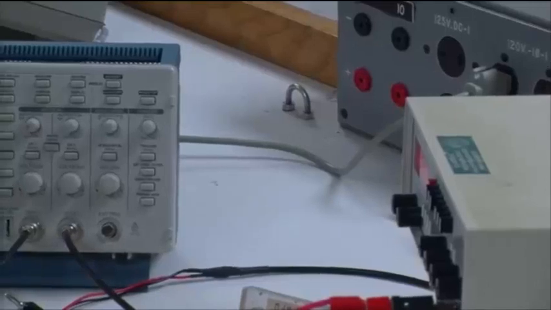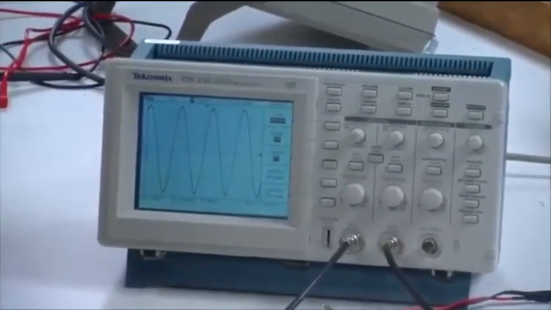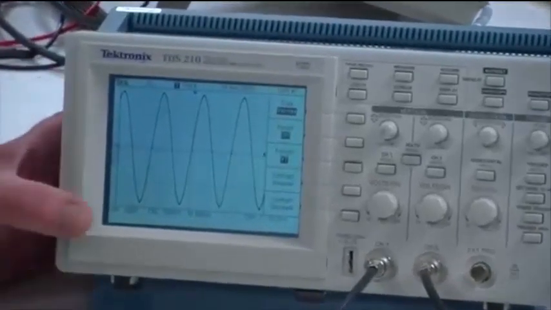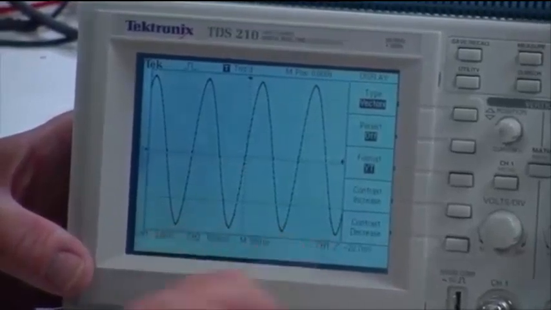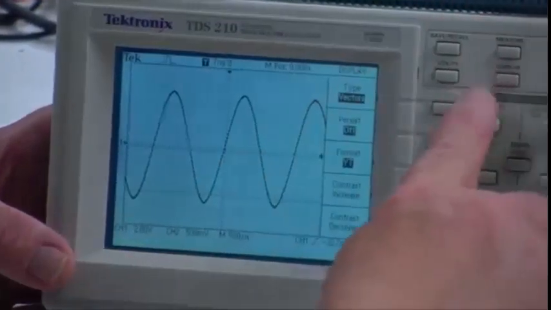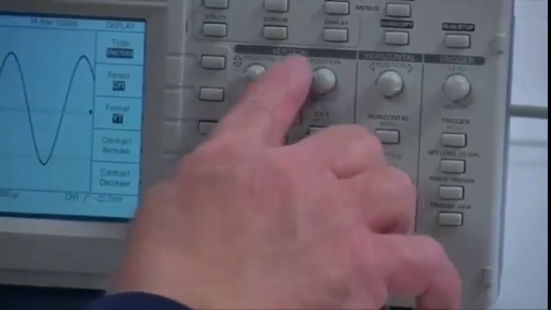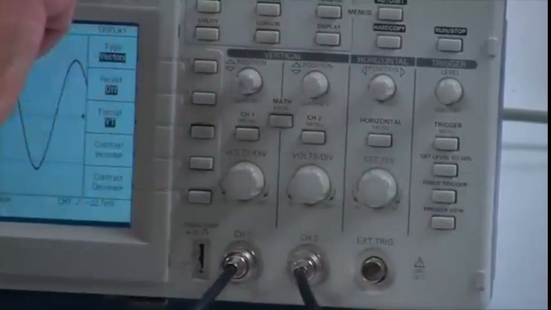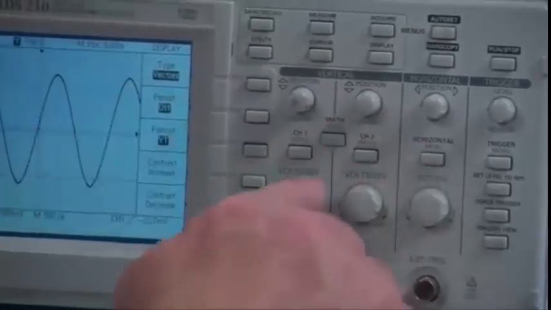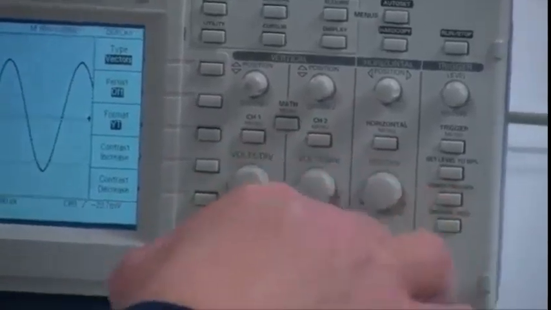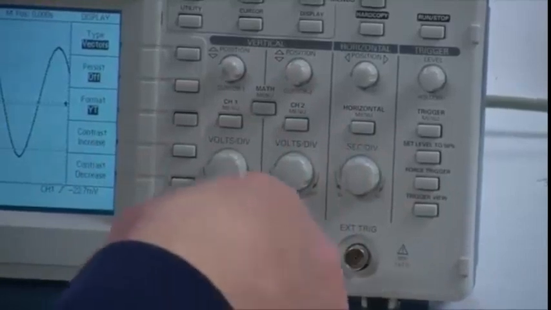I've got it set to put out about 750 hertz, and I can see the sine wave here on the scale. Now, these two sets of controls that are marked vertical control the y-axis of our graph here. There are actually two separate input channels. Right now we're just looking at channel 1.